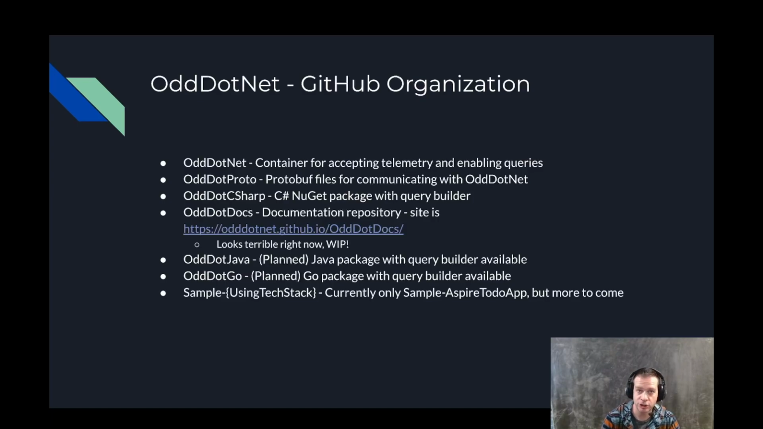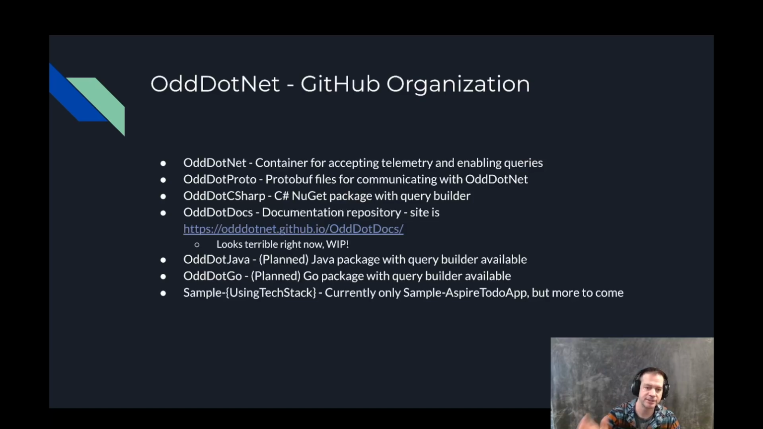There's odd.c#, which is a C# NuGet package that includes a query builder for communicating with odd.net. And then there is an odd.docs repository. That one you don't need to worry about. That's just where I keep the documentation. I have the website listed here in the PowerPoint, and I'll also put it in the description below. I'm not a website designer. I'm just using Jekyll, so bear with me as I try to make the site look a little bit better than it is. I also have odd.java, which is planned, and odd.go. Both of those are planned packages that I intend to create soon.